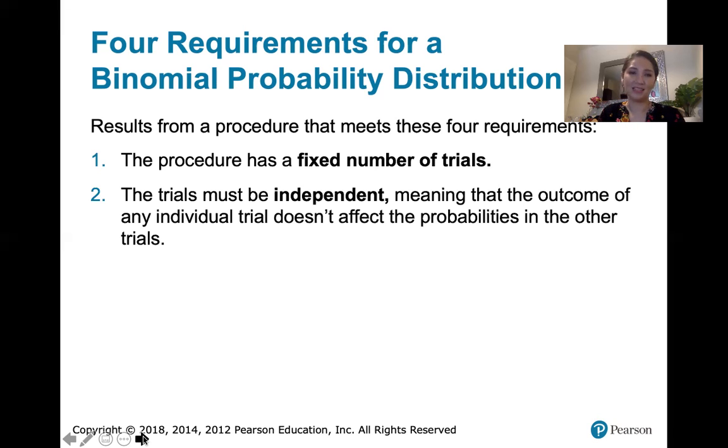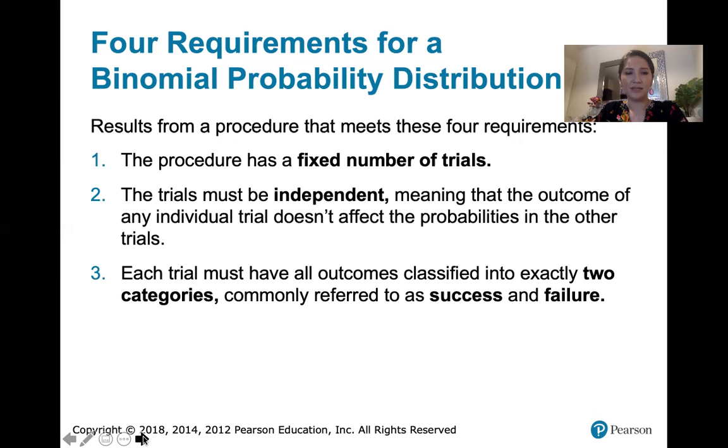And remember what independent means. That means the outcome of any individual trial does not affect the probabilities of the other trials. So let's say you're talking about getting heads or tails. You flip the coin and you get heads. The second time you flip the coin is not at all affected by what happened during that first trial. During the first trial, you could get heads or tails. During the second trial, it doesn't matter. You can still get heads or tails. So the probability of success remains 1/2 in the second trial, and it's not at all affected by what happened in the first trial. That's what we mean when we say the trials must be independent. So all of the trials in our procedure have to be independent from each other.